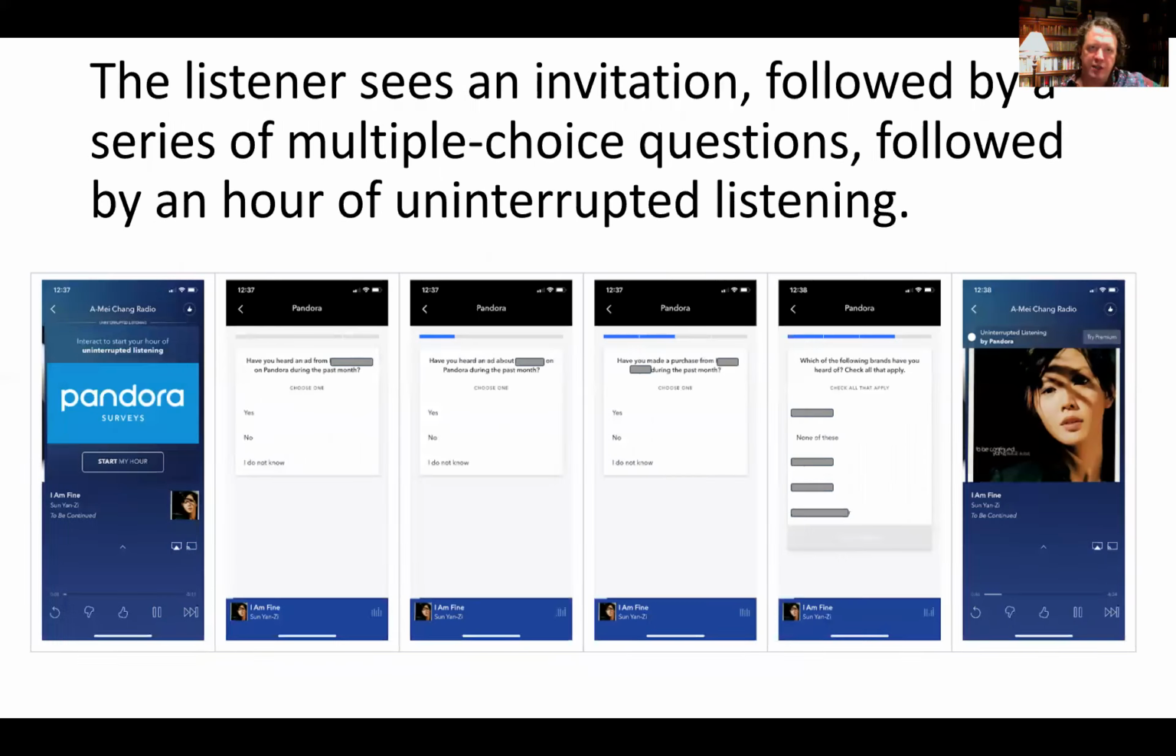Here's how it works. The listener sees an invitation right here. Interact to start your hour of uninterrupted listening from Pandora Surveys. Click here. You go to the first multiple choice question, second multiple choice question, third multiple choice question, fourth multiple choice question. Once you click your last answer, you go back to listening to the music, and you get an hour of uninterrupted listening.